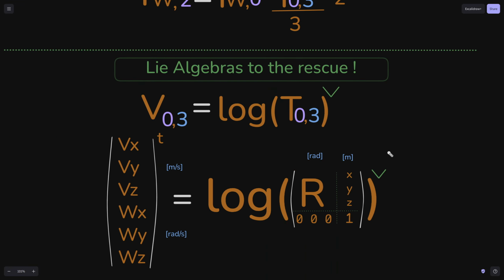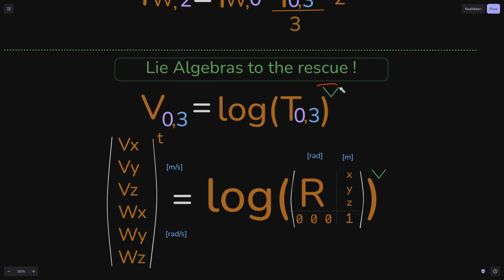So how do we do it? We do it by using Lie algebras. So what are Lie algebras? Well, Lie algebras we will label using this V. So transformations, which are elements of the SE3 group, will be capital T, and Lie algebras we will call V. So the transformation from 0 to 3 will be V03, and we will apply the logarithm, this function, the logarithm, to move this transformation to the Lie algebra.